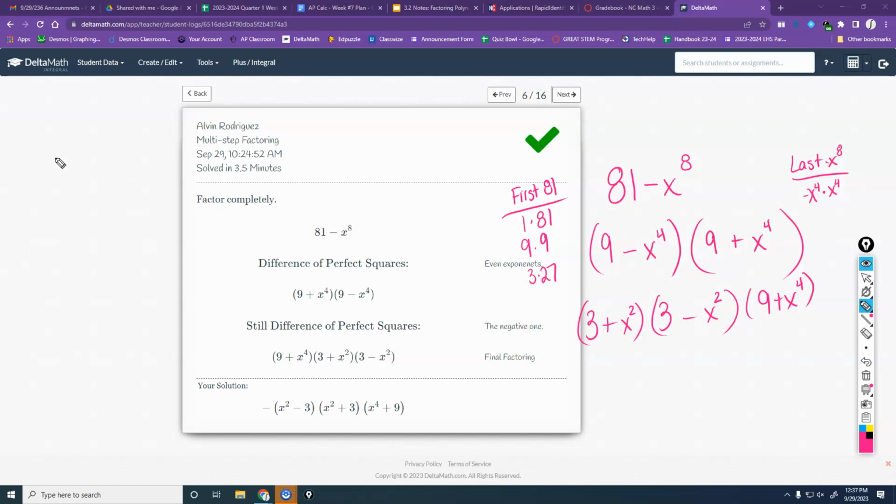So for Delta Math, you are welcome to work with anyone that you would like. You're also welcome to use whiteboards if you would like for those. So go ahead and get started. I will be around to help you guys.